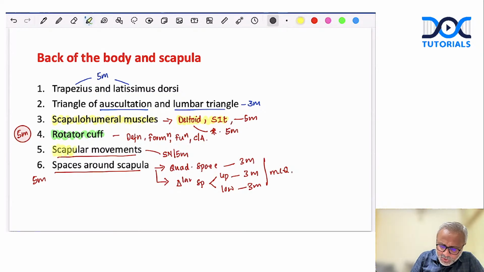Very often we tend to skip this, but my suggestion is that this is one topic we need to be prepared for in every exam. Again, what are the movements occurring at the scapula, and what muscles bring about these movements, right?